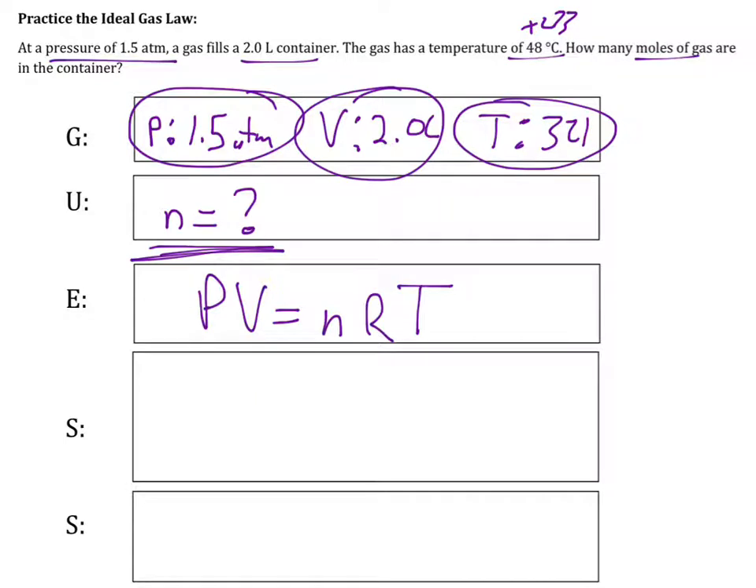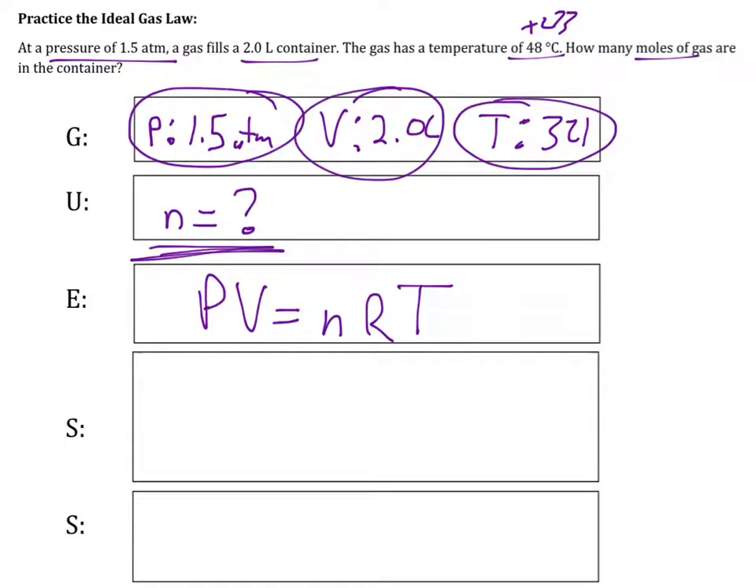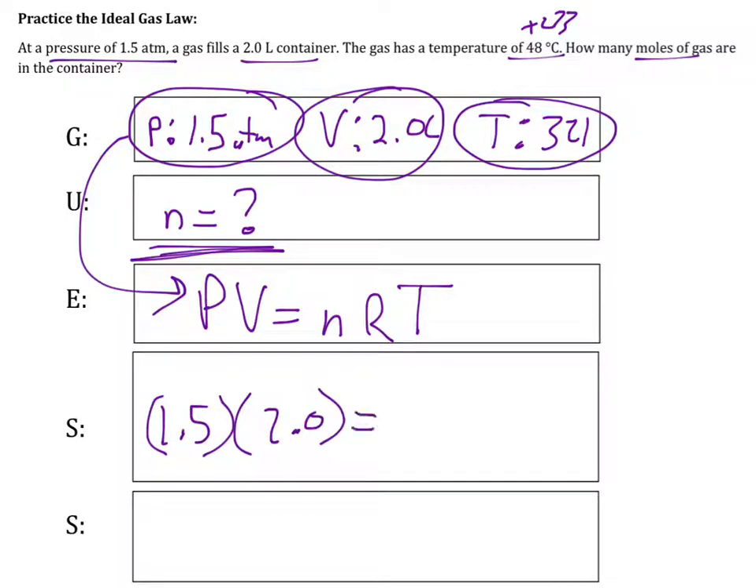Now if there was a change in pressure, temperature, or volume, then we would use the combined gas law, which is this. But because there is no change, instead it gives us 3 of the 4, we use PV equals nRT. Now the first step is substitute, very easy. You just take your pressure, volume, and temperature and plug them into that. So we have 1.5 times the volume, which is 2.0, is equal to the moles, which we are looking for, that's the unknown.